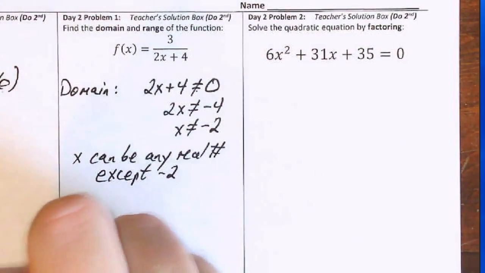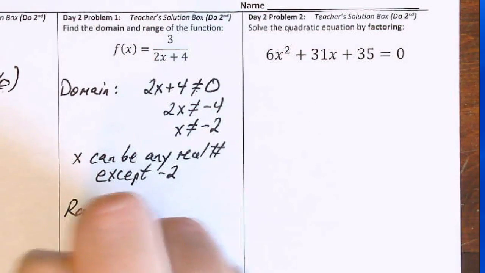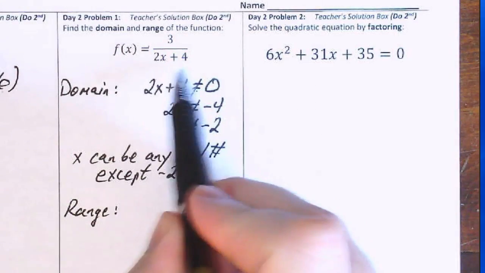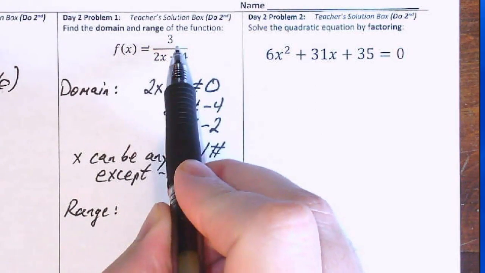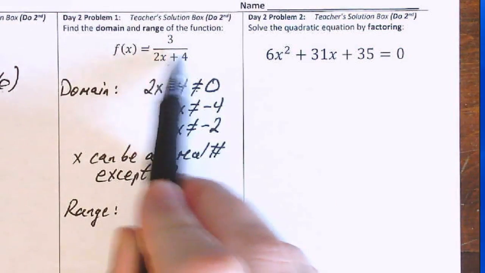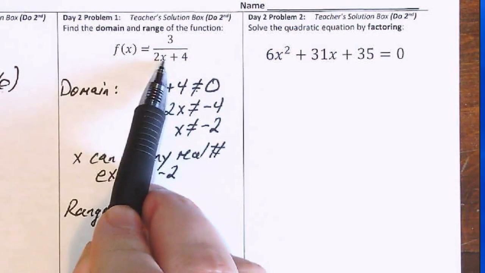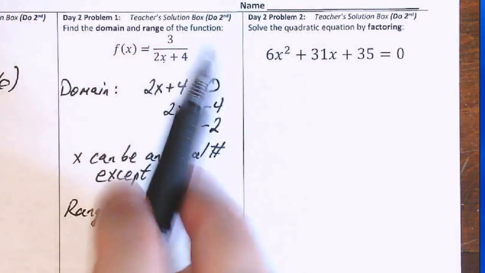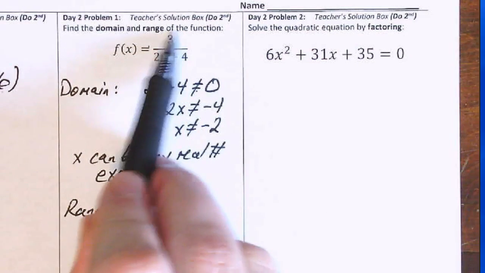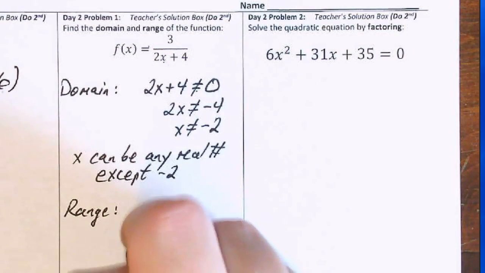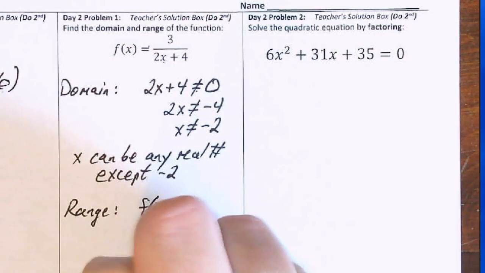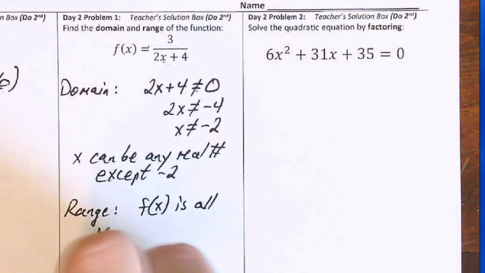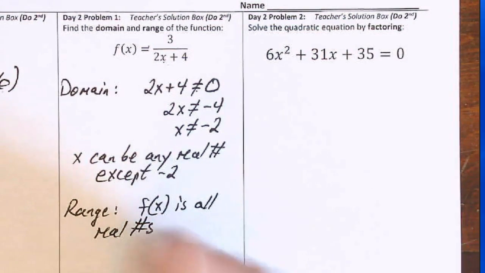Now let's do the range. What numbers can be outputted by a function that starts with 3 and divides by different numbers created by putting in different numbers for x? We could create positive answers and negative answers, but the one answer that cannot be created from this function is 0. So the range for f of x is all real numbers except 0.